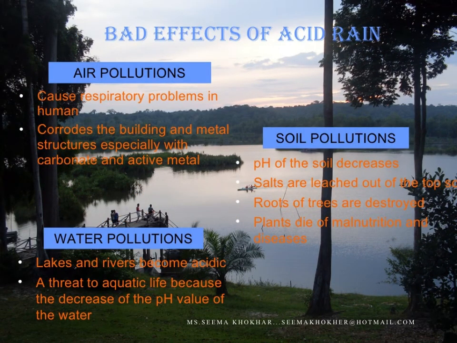And acid rain can do a couple of things, okay? It can make lakes and rivers become acidic and a threat to aquatic life. It can lower the pH value of the water. It can lower the pH value of the soil, so salts can come out the top, roots can be destroyed, and plants can die of malnutrition and diseases. Then within humans, it can cause us to have respiratory problems. It can also corrode buildings and metal structures.